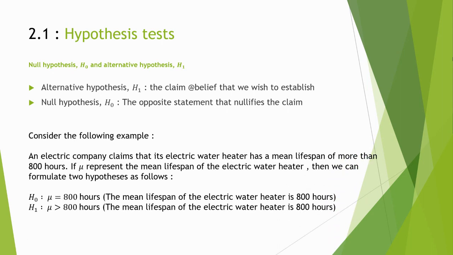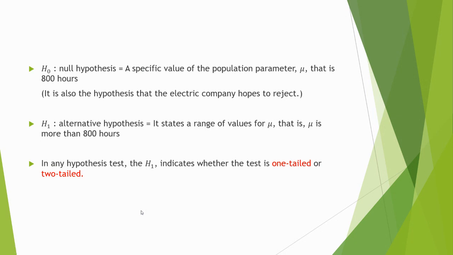Let's look at an example. An electric company claims that its electric water heater has a mean lifespan of more than 800 hours. If mu represents the mean lifespan of the electric water heater, then we can formulate two hypotheses as follows. H0 is given by mu equals 800, and the one that you claim is mu greater than 800 hours. H0, the null hypothesis, is a specific value of the population parameter mu, that is 800 hours.